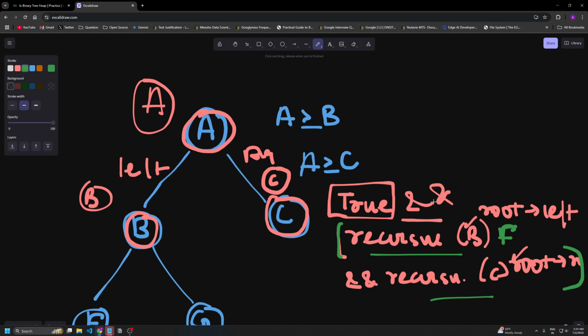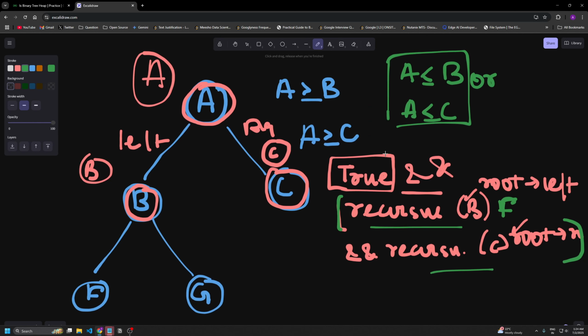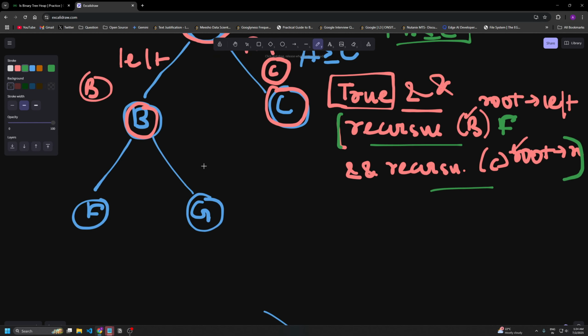And in what scenario will this tree not be a max heap? When A is less than B, or A is less than C. In these scenarios, we can clearly say that this tree is not following the property of a binary heap, right? So let's try to understand the next thing. Right now we know that this can be happily taken care of, and the only thing we need to worry about is the root and the null values.